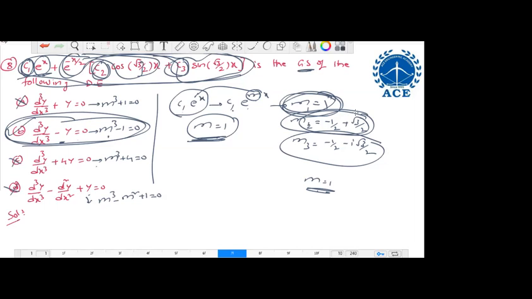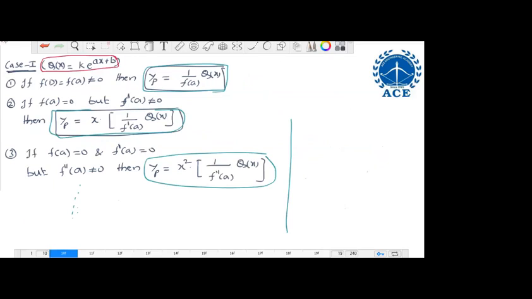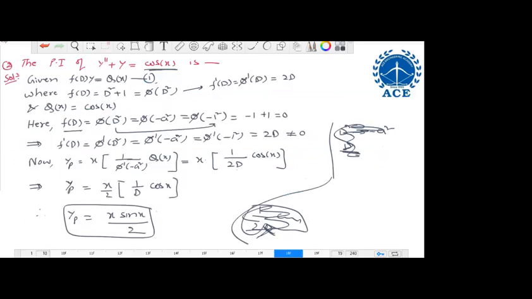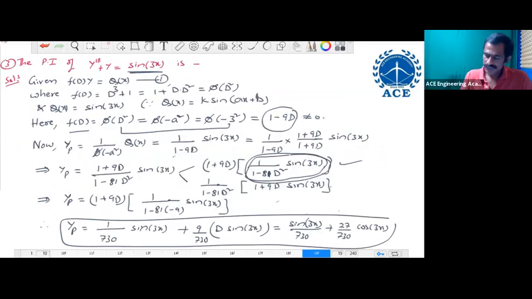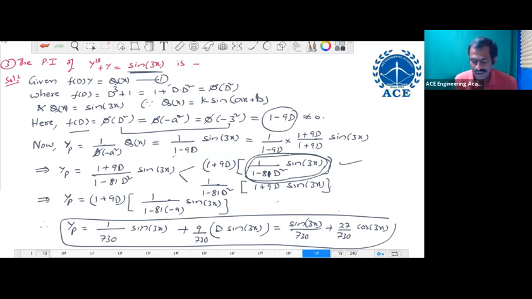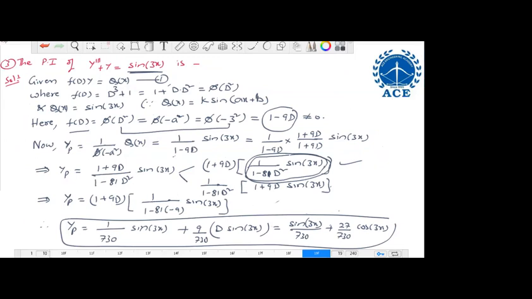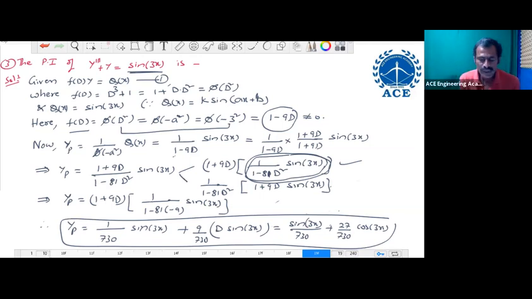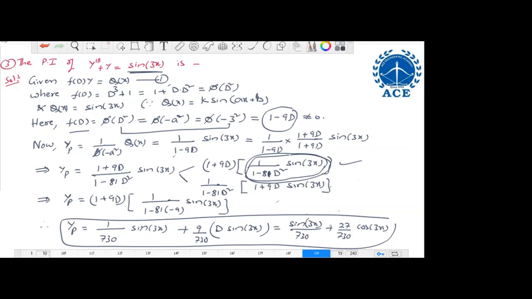Last doubt, sir. In the last method that you taught today, in the last problem, in place of YP, that is equal to 1 by 1 minus 9D into sin 3x.